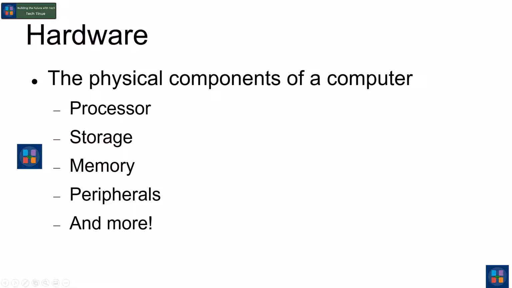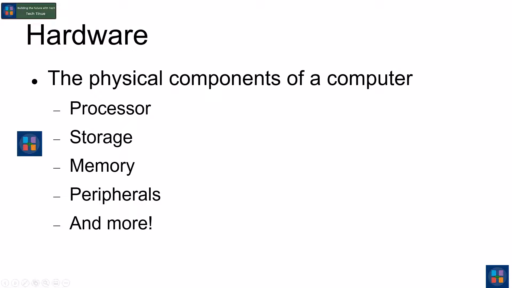So when we talk about computers, we usually talk a lot about hardware and software. The hardware is the physical components of a computer. Those physical components are hard, so hardware. Now there's a lot of different physical components that actually show up in a computer. Ones that we'll talk about to some extent at the very least are the processor, storage, memory, and peripherals.